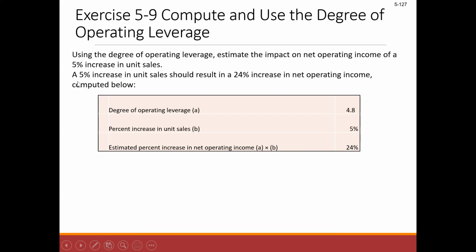Then they say, what happens if we have a 5% increase in unit sales? That should result in a 24% increase in net operating income. So you see the 4.8 times the 5% shows how much our net income should increase. See how we use that operating leverage?